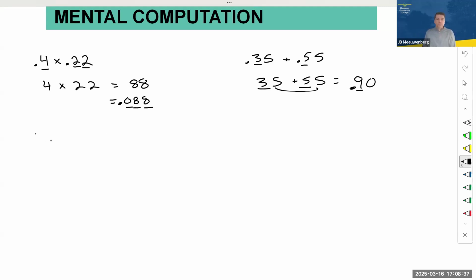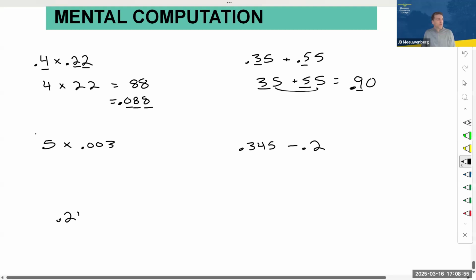So try a couple of these on your own. 5 times 3 thousandths, 345 thousandths minus 2 tenths, and let's do 24 hundredths divided by 4 hundredths. Go ahead and give those a shot.